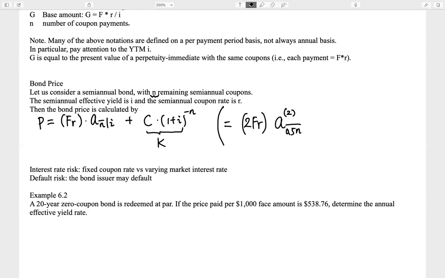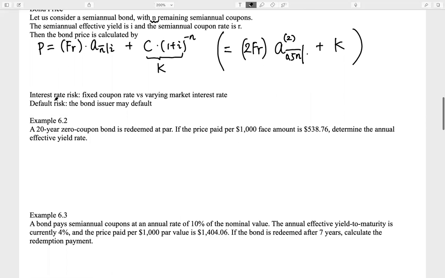But here it's not the interest rate, you need to convert, right? Because here I is the semi-annual interest rate, you need to convert it to annual. So that's why I don't put it down there. And for the same reason, let's put K. K is the same. Okay, the second formula, I put it down here, but I don't use it in this video.